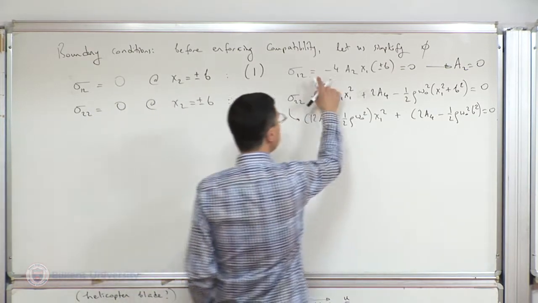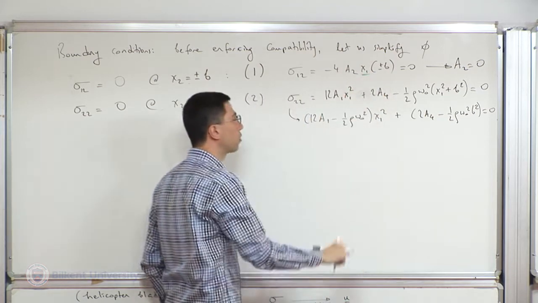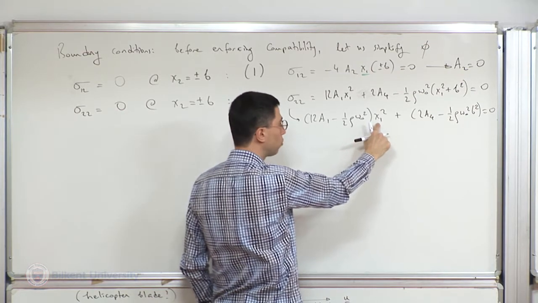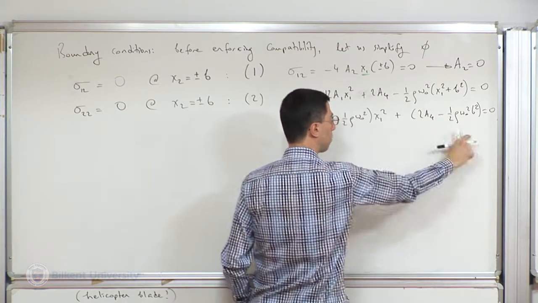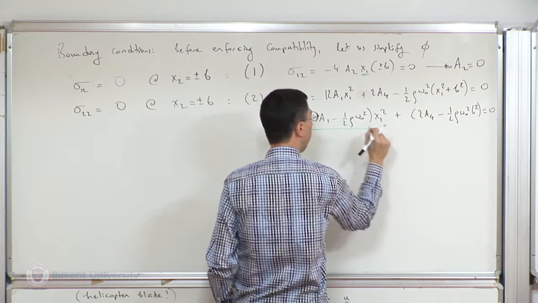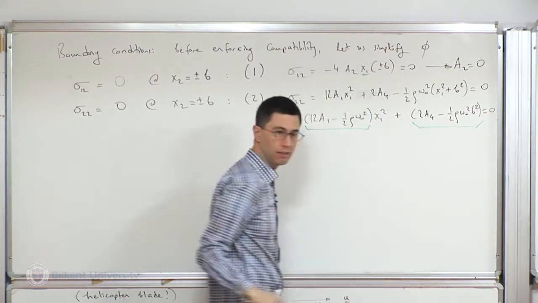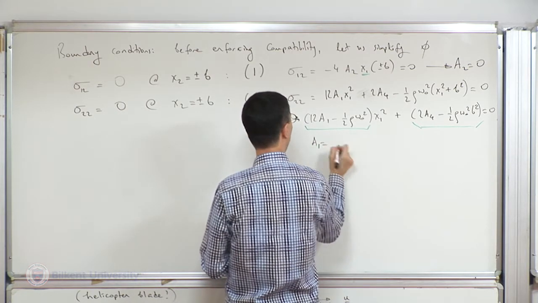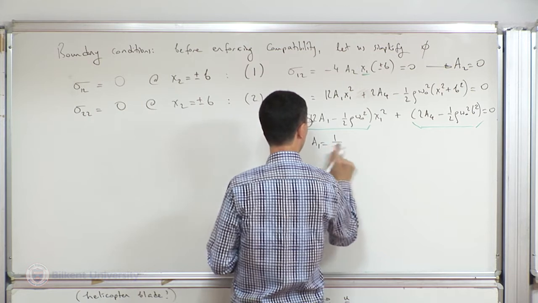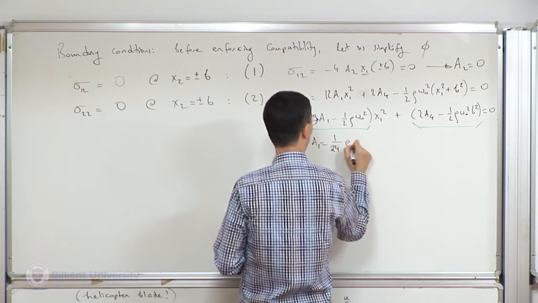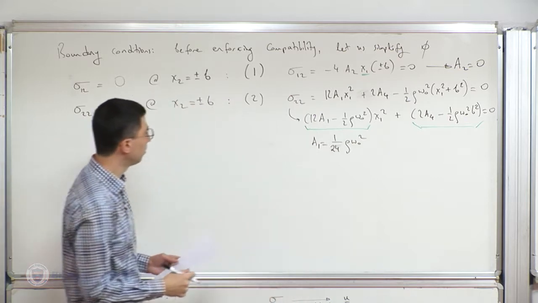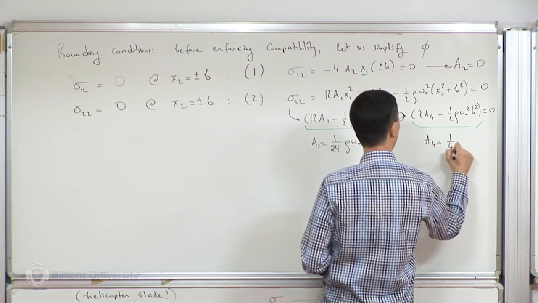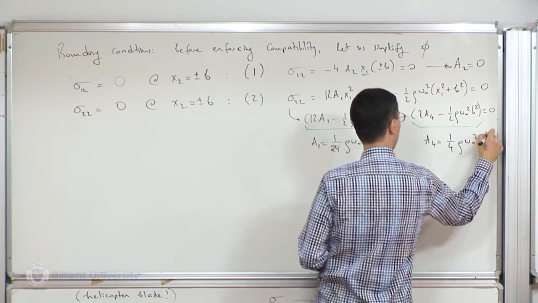Okay. So just like here, for every choice of x1, this thing had to vanish, and therefore a2 had to be 0. For every choice of x1, likewise, along the top or bottom surface, this has to be equal to 0, which means both that and that, they have to identically vanish. Okay, so from this one, I find that a1 is equal to 1 over 24 rho omega naught squared. Okay, and from the second one, I find that a4 is equal to 1 over 4 rho omega naught squared b squared.